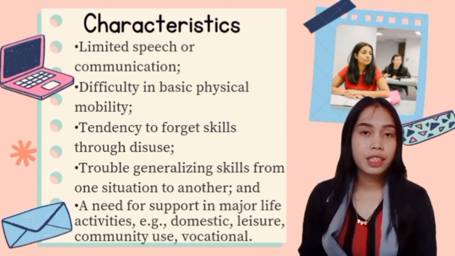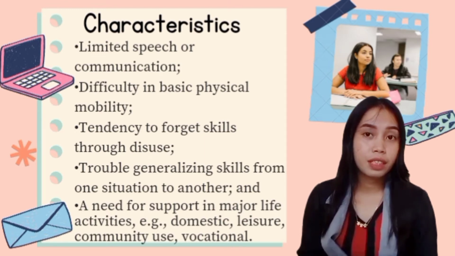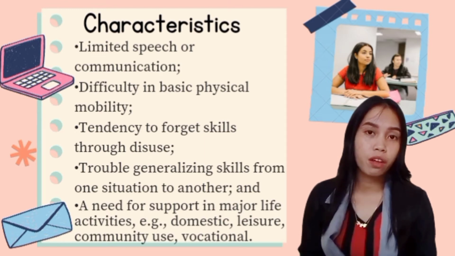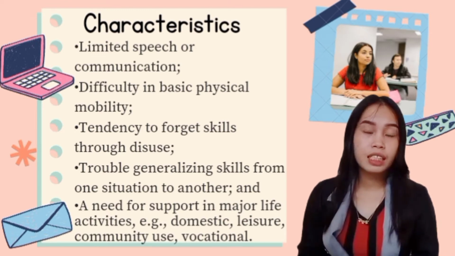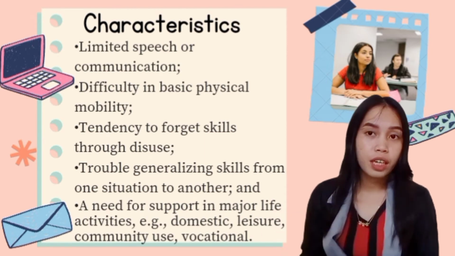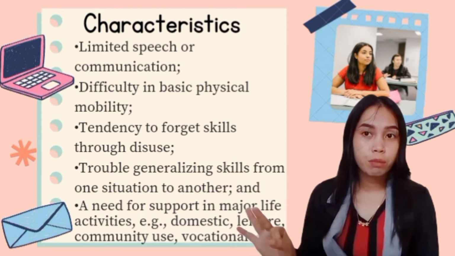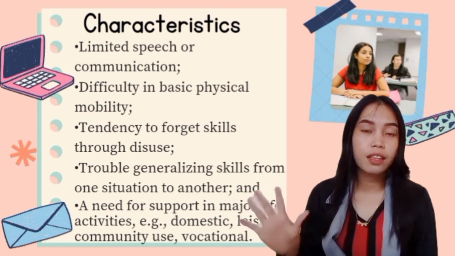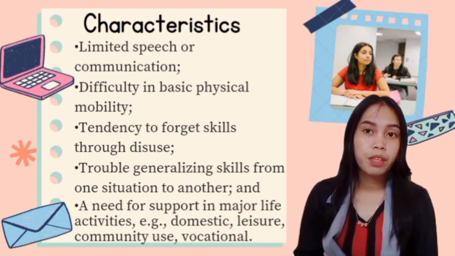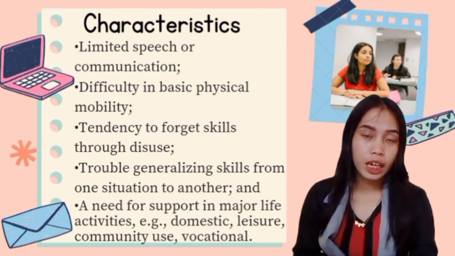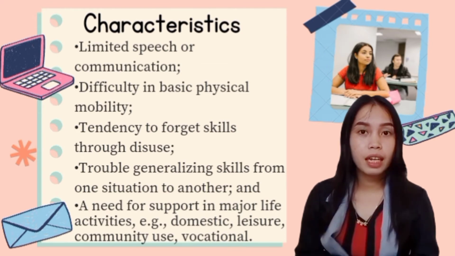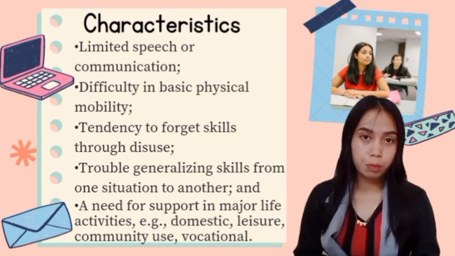Then, the fourth characteristic is the trouble generalizing skills from one situation to another. At this point, some of the people with this disability have deficiency in general intellectual functioning such as reasoning, planning, judgment, abstract thinking, academic learning, and experiential learning. A person with this type of disability often has difficulty with adaptive skills or tasks of daily living that other individuals typically do not experience.